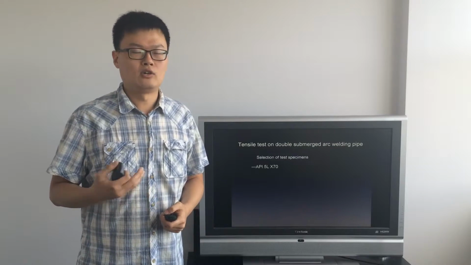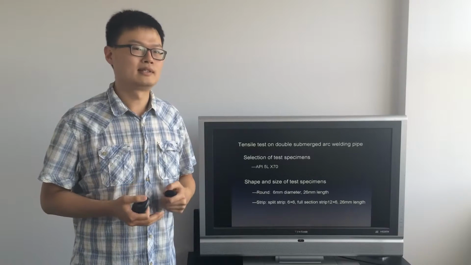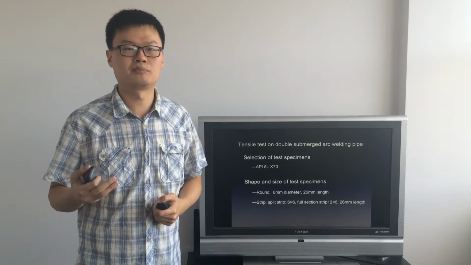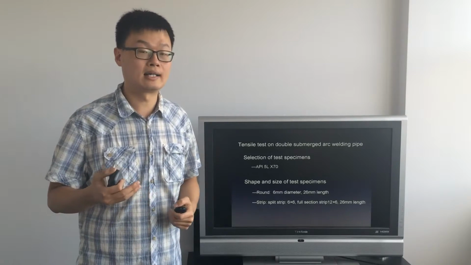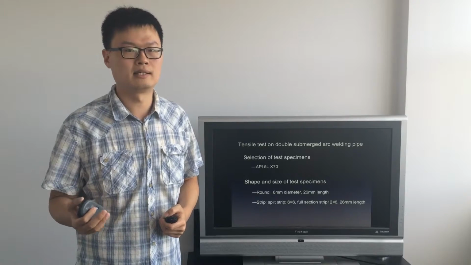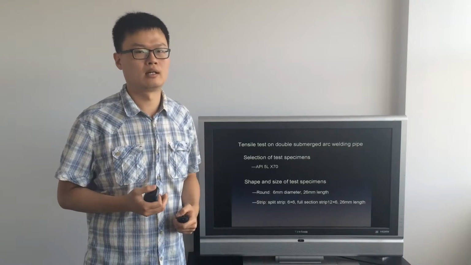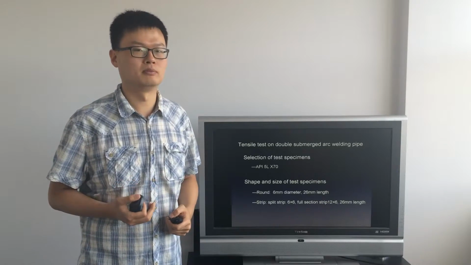In order to evaluate the mechanical properties of all weld metals, a series of tensile tests were designed on the pipe double submerged arc welding, produced from API X80 pipeline steel. The specimens selected were one round bar, one split strip, and one full section strip.